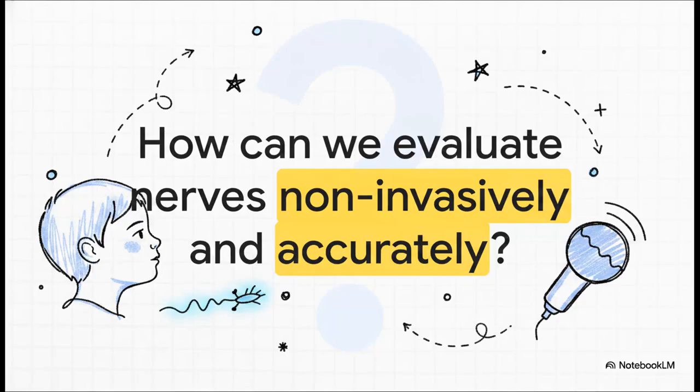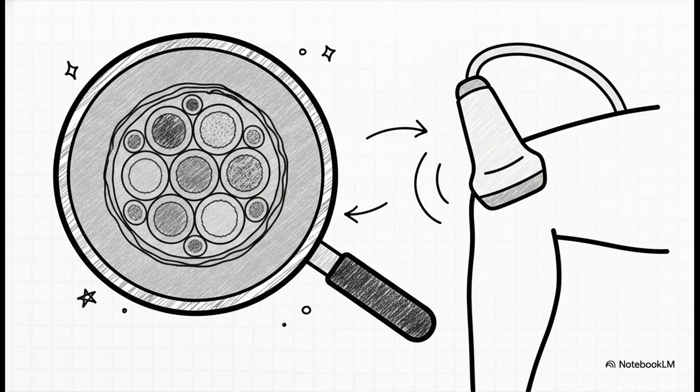This brings us to a really pivotal question in modern pediatric neurology and translational medicine. If our gold standard is traumatic for the child and sometimes yields limited data because of that trauma, how can we evaluate these delicate peripheral nerves non-invasively without sacrificing scientific accuracy? Well, the answer increasingly lies in high-resolution nerve ultrasound.